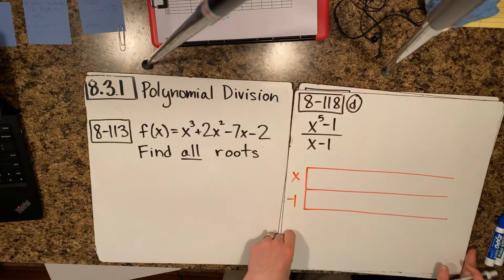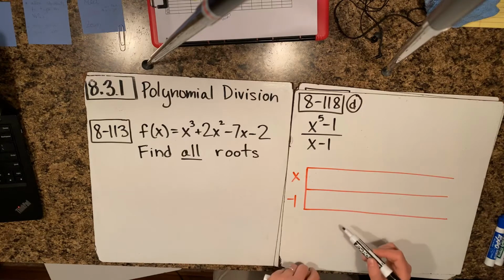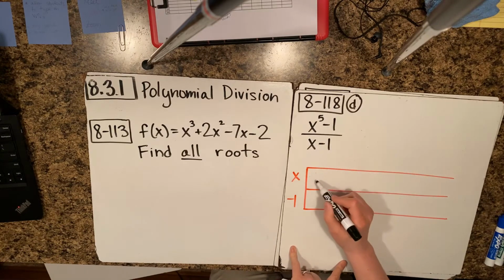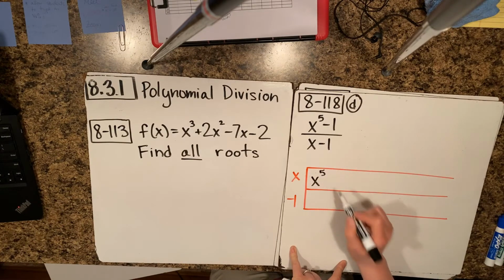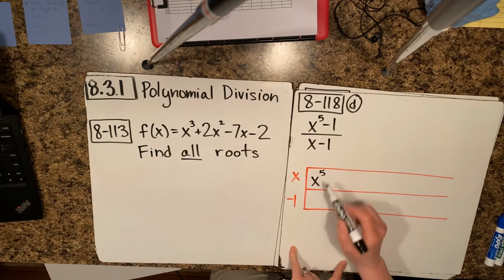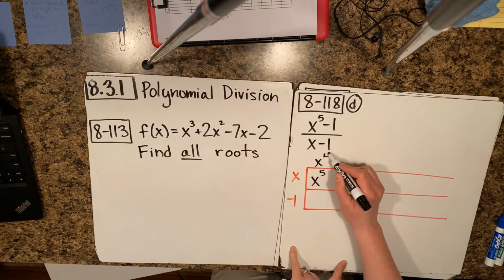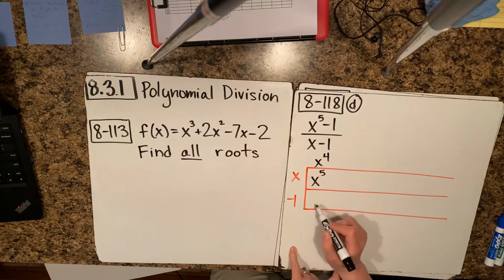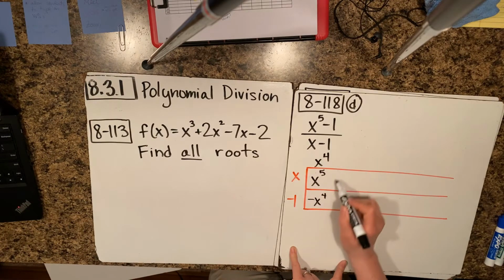118 part D is actually a little bit different. Okay, we're still going to start using the same process. X to the 5th goes right in here. Okay, x times what gives me x to the 5th? Well, that's x to the 4th. X to the 4th times -1 is negative x to the 4th.